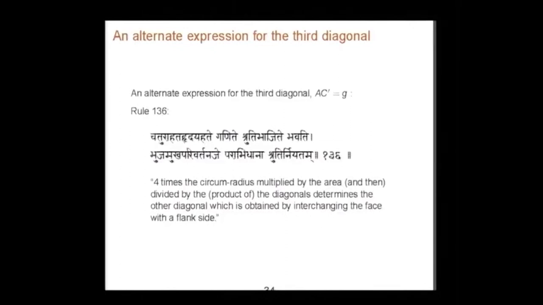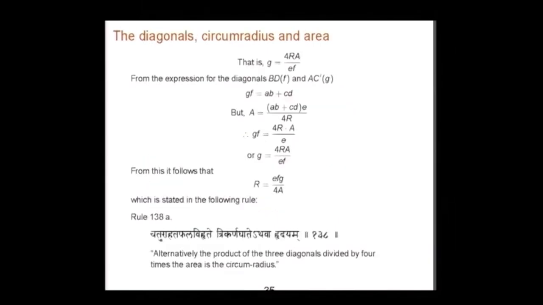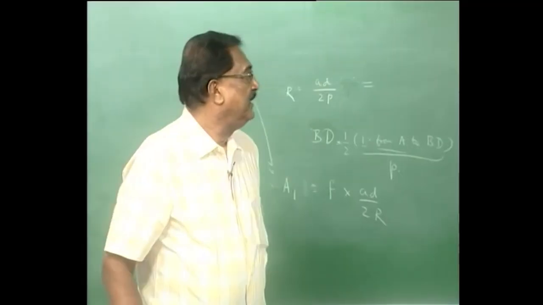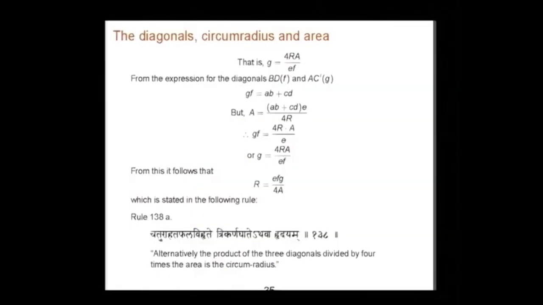So, then alternate expression. See, for instance, he gives the result that the circumradius is equal to EFG by 4A. So, this is where, so neatly, it comes that the radius is equal to the product of all the three diagonals divided by 4 times the area.